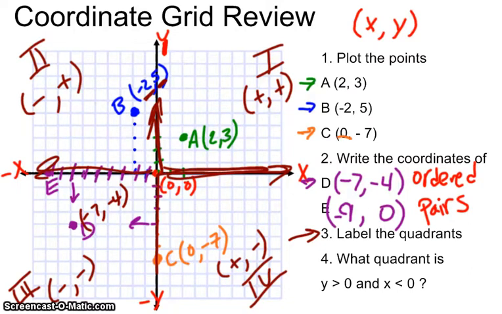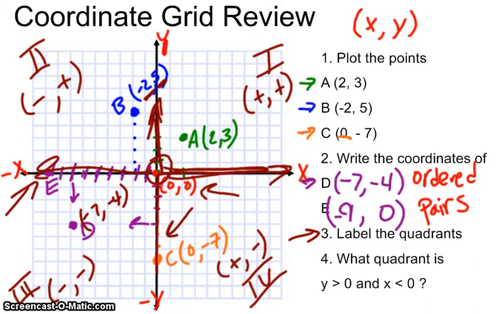Anything that's not in these quadrants, we say is on one of the axes. For example, point E over here is not in quadrant 2 or 3, but it's right on the x-axis. And something like C is not in quadrant 3 or 4. Instead, it's right on the y-axis. And anything at 0, 0, right in the middle, we call the origin, where the 2 axes cross.